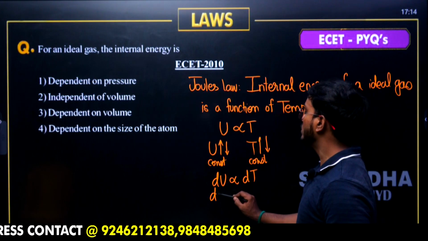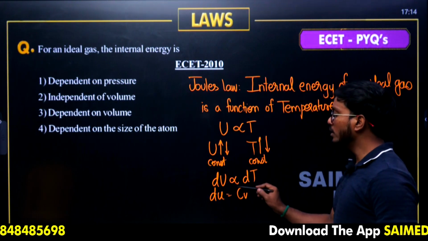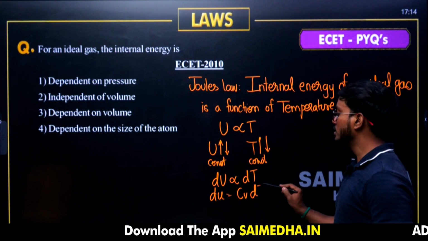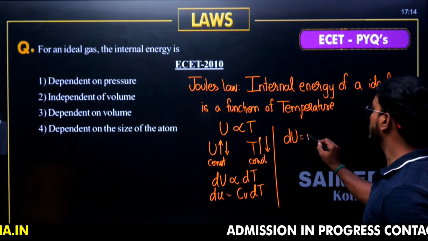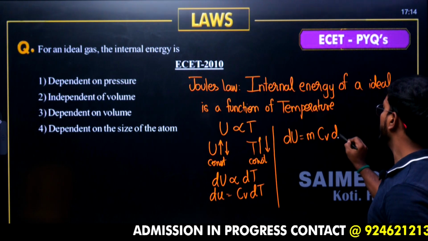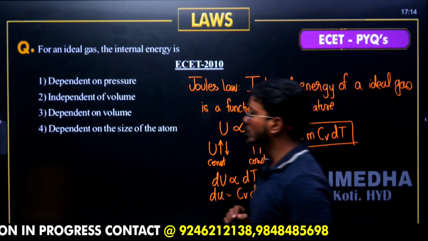We can make a formula here: dU equals, the proportionality sign gone, we need to put a constant, and the constant is Cv, times dT. Total internal energy we require, so we need to multiply by the mass. dU equals m Cv dT. This is the formula. Go through it.